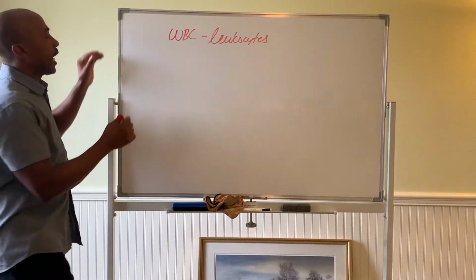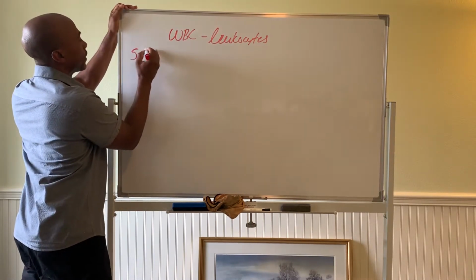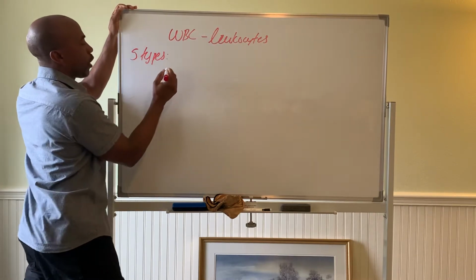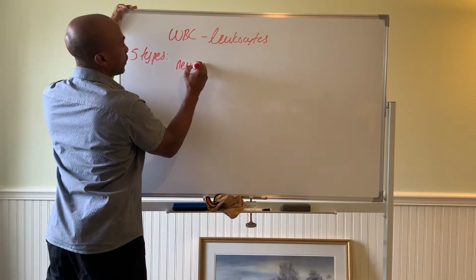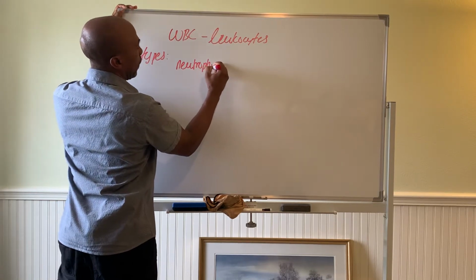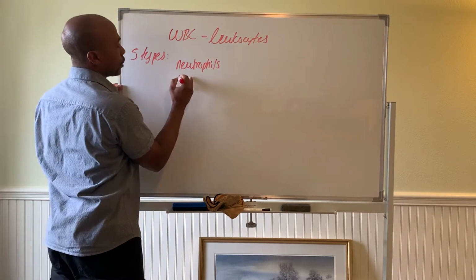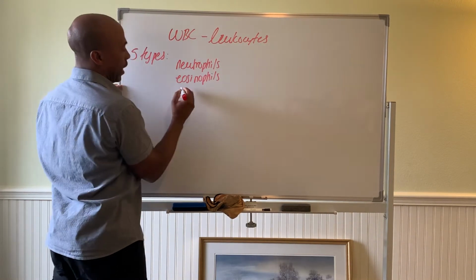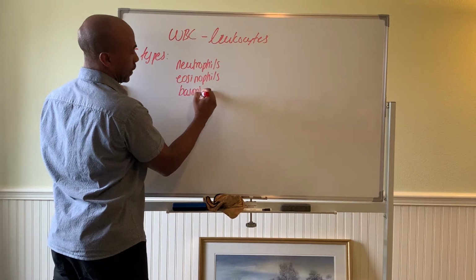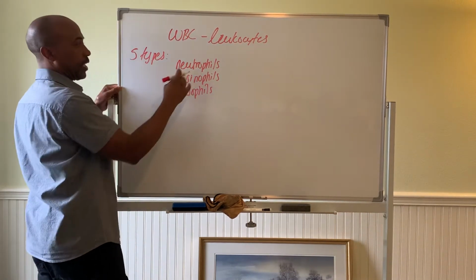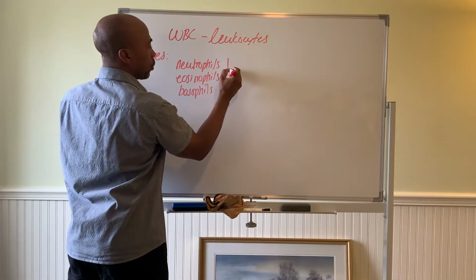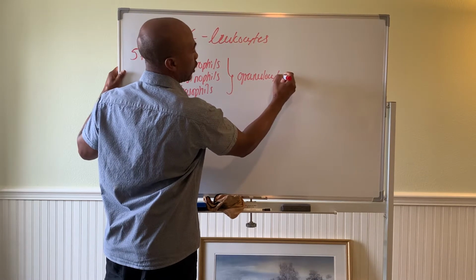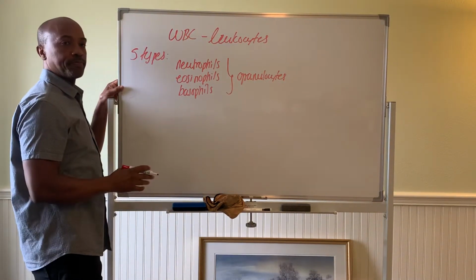So there are 5 types of white blood cells. These 5 types of white blood cells are what's called neutrophils, eosinophils, and basophils. These 3 types are grouped into what's called granulocytes. These mean that they have granules inside of their cytoplasm.